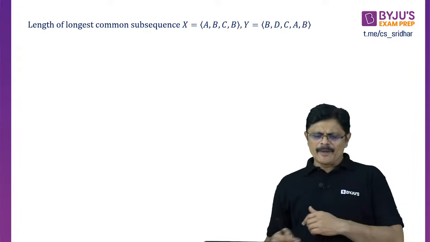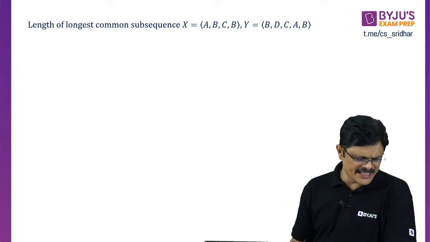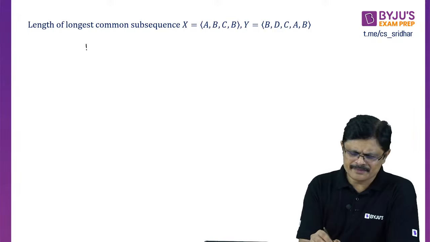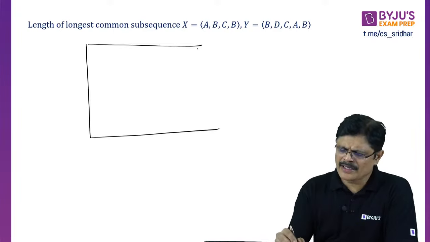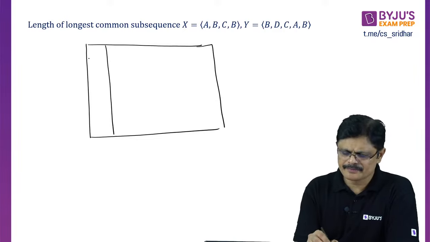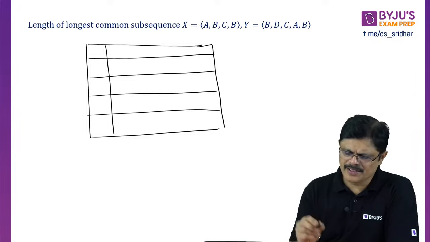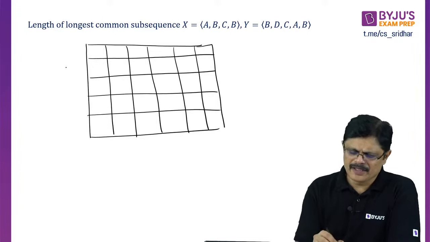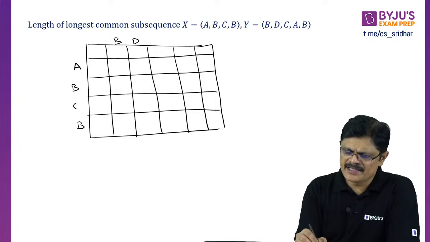So you can also solve the problem with this method, sir. ABCB, BDCAB. So what we do is, it is 4 by 5, no? We'll create a 5 by 6 matrix. 1, 2, 3, 4. Here it is ABCB. Here it is BDCAB.